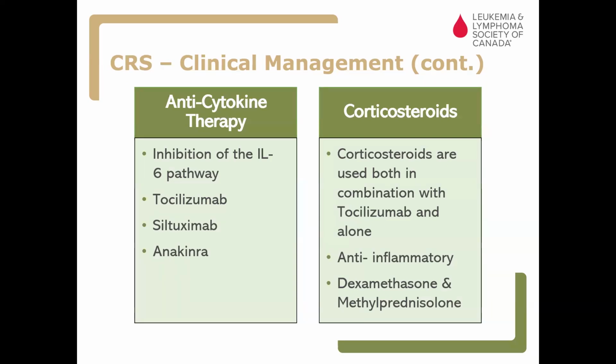So again, clinical management, anti-cytokine therapy such as tocilizumab. The mechanism is inhibiting the pathway of IL-6, and examples of this include tocilizumab, siltuximab, as well as anakinra. Corticosteroids are used both in combination with tocilizumab or other anti-cytokine therapy, as well as alone. They also have anti-inflammatory properties. Examples of corticosteroids frequently used in the management of CRS include dexamethasone and methylprednisolone.